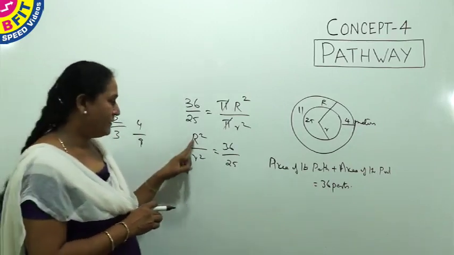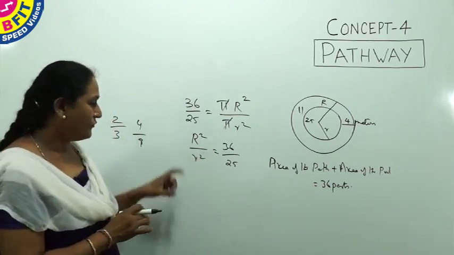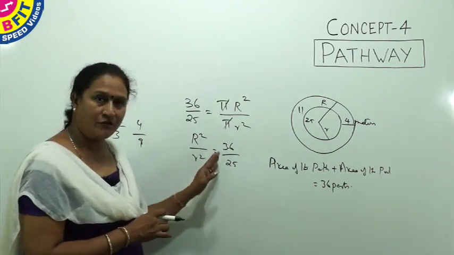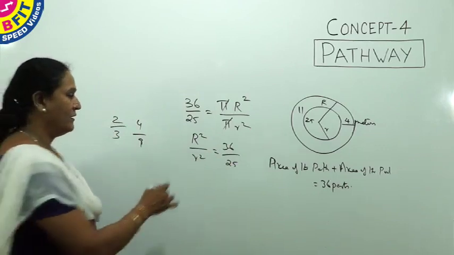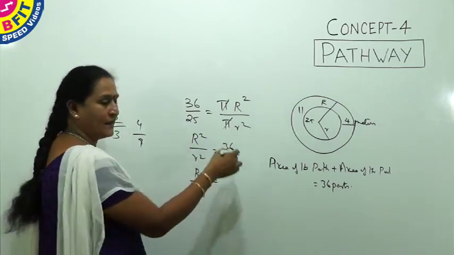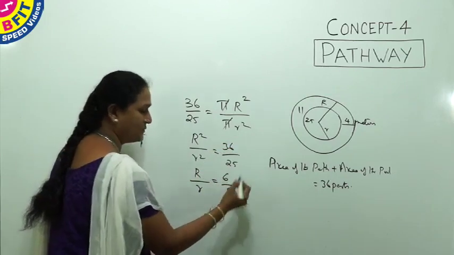So here radius square is given. So to find the ratio of the radius, we can take the subduplicate ratio for 36 and 25. Now what will be the ratio of capital R and small r? Taking the square root, it is 6/5.